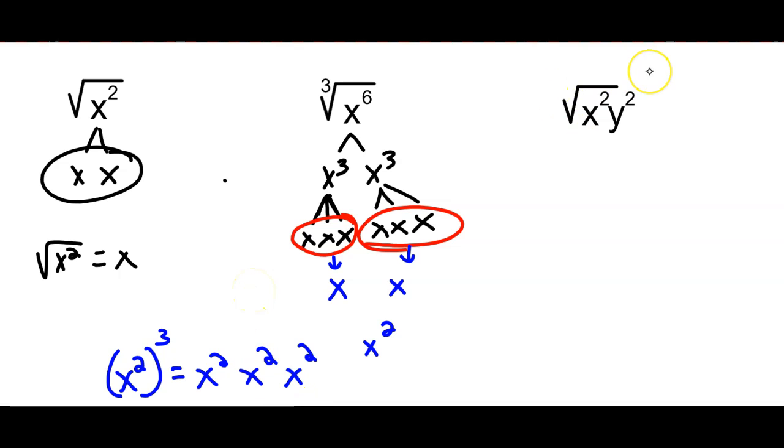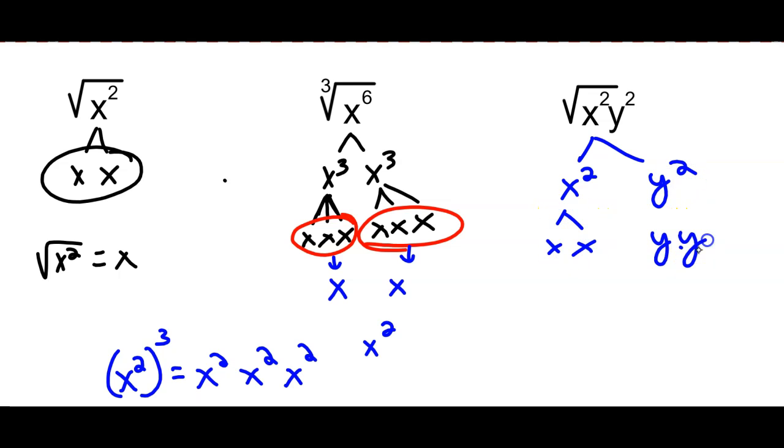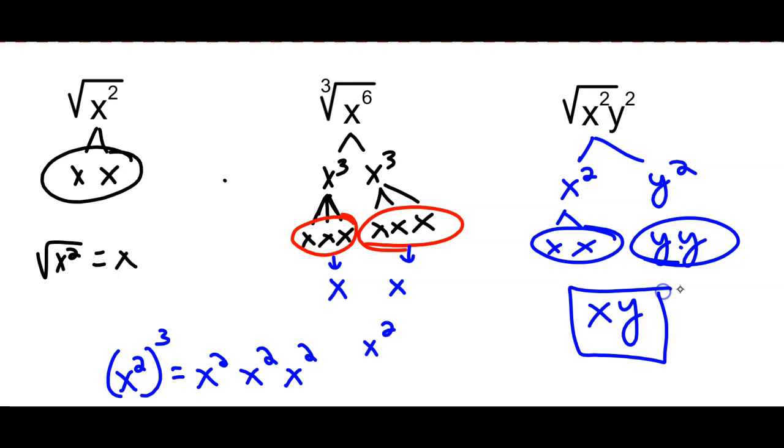Try this one out. The square root of x squared y squared. This factors out into x squared times y squared. This factors into x times x and y times y. So you're looking for pairs since it's the square root. So there's one pair of x's and one pair of y's. And so it becomes just xy.